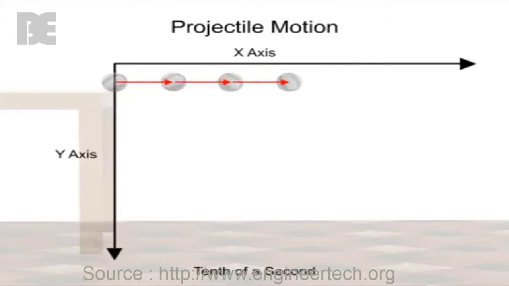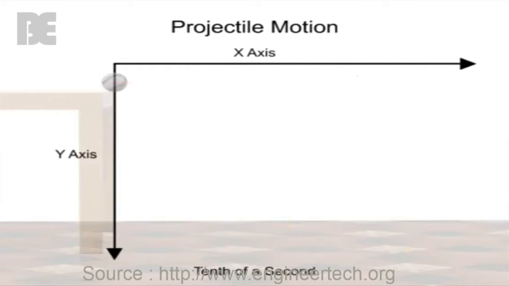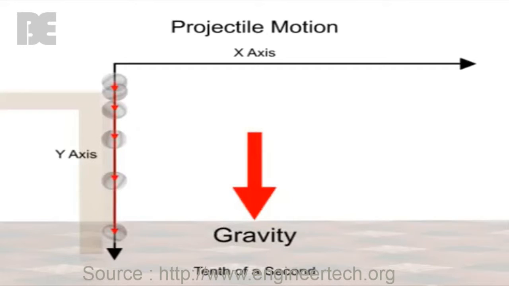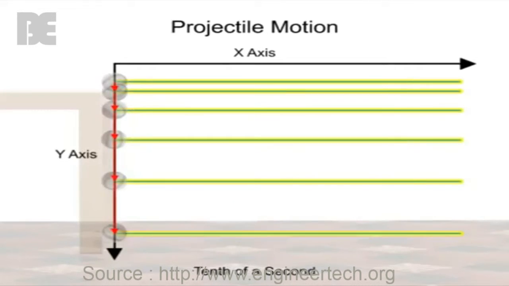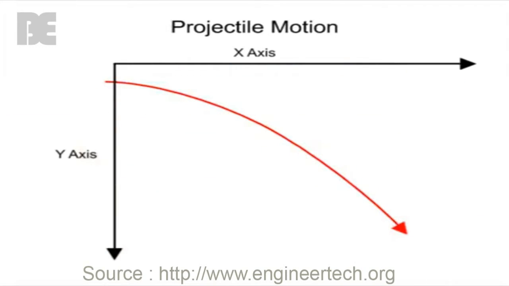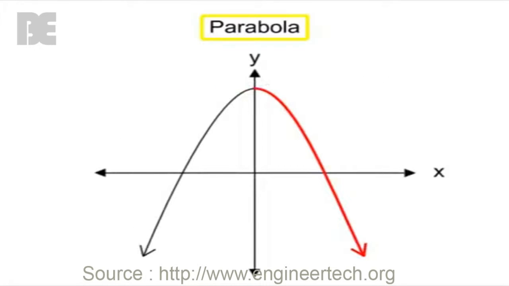Notice that the ball's horizontal movement is equidistant for every unit of time. This is because there is no force accelerating the ball away from the table. The only force acting on the ball is gravity, accelerating the ball towards the ground. The curvature of the ball's trajectory is the combination of its constant horizontal motion and its increasing vertical motion. Mathematically speaking, the outline of this path is known as a parabola.